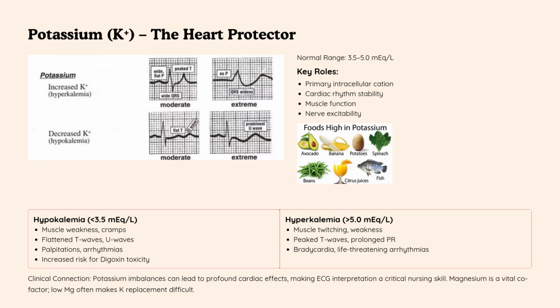So an easy way to remember: the hypo is opposite to hyper. Hypo is flat, depressed heart. Hyper is peaked and excited heart. So ECG is a really good way to see the difference.